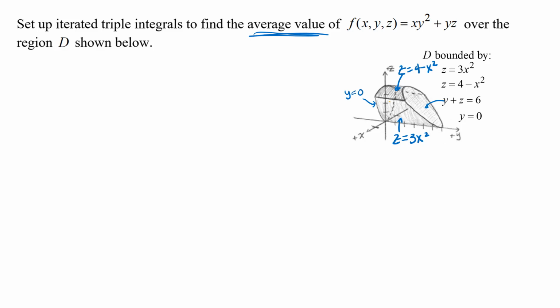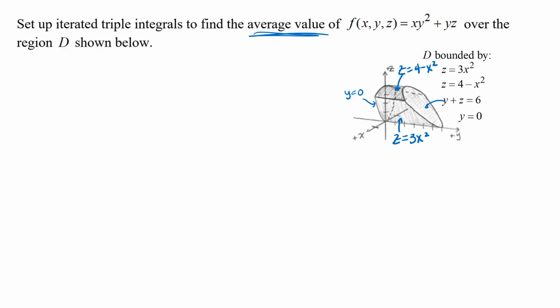So even when the picture is given, you want to make sure that you understand which equation goes with which surface and how those are oriented with respect to the axes, so that you can think about whether your region is x simple, y simple, z simple, all of the above, none of the above, whatever. Okay, so we're going to do average value.